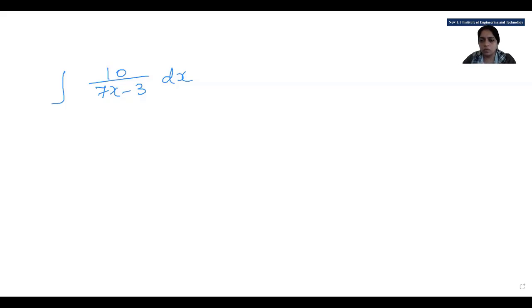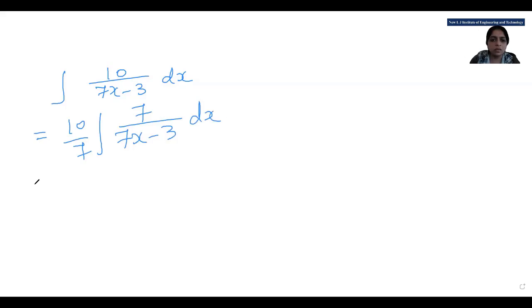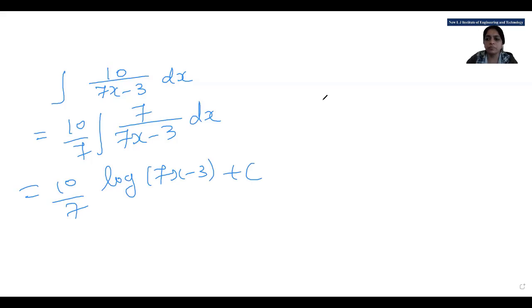Okay. Now, yes, Kal. Ma'am, 10 by 7 log of 7x minus 3 plus C. Perfect. Here we are going to multiply and divide with 7. So our answer will be 10 by 7 log of 7x minus 3 plus C. Okay.